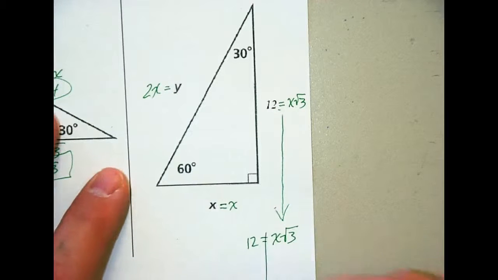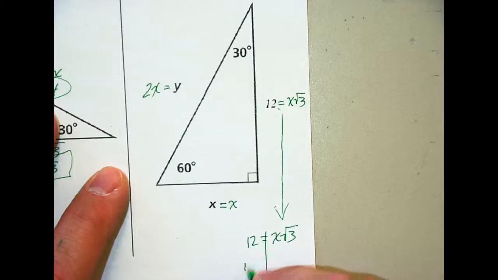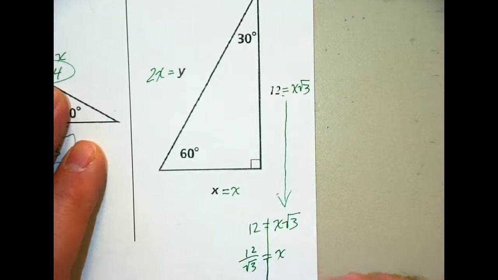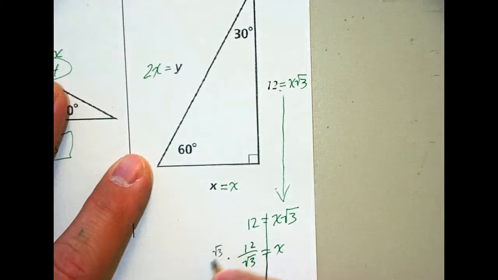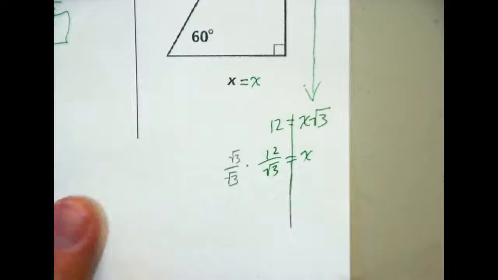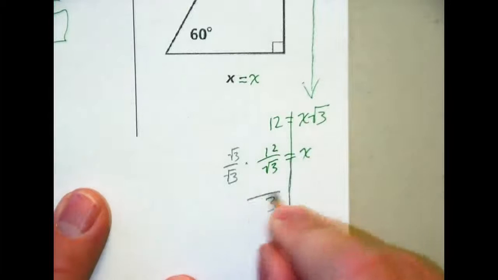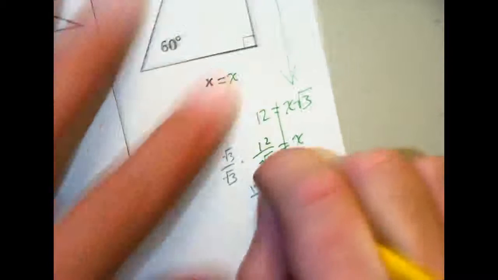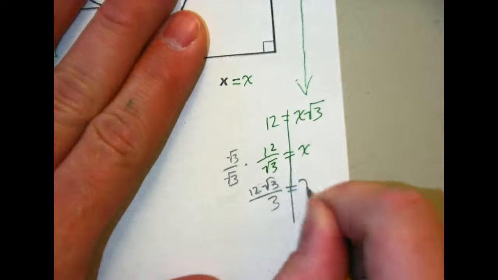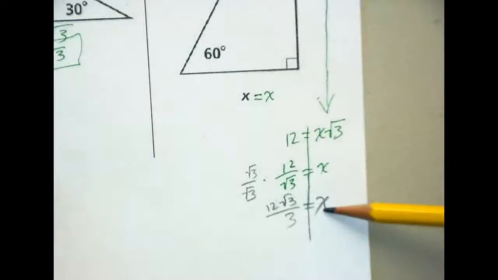Okay? So the first thing I'm going to do is divide by root 3 on both sides. So I get 12 over root 3 equals x. And then to get rid of that radical, I need to multiply by what? Root 3 over root 3. So I'm going to multiply that by root 3 over root 3. Okay? When I do that, I end up with what on the bottom? 3. And what on the top? 12 root 3. Okay. Now before I go any further with that, how many can see the pattern going from here to here?